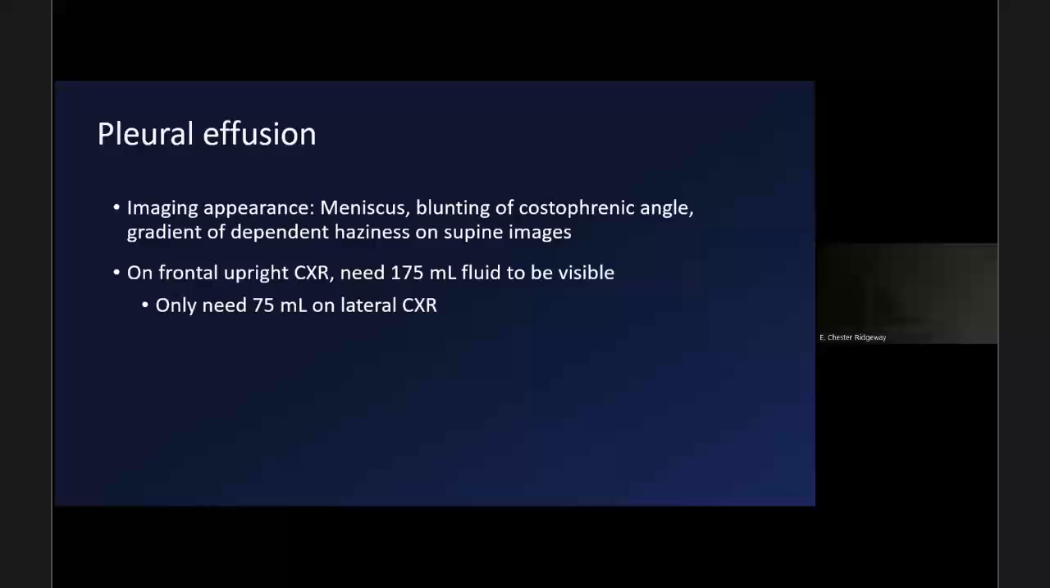Just a few caveats of chest radiography when it comes to effusion. On a frontal upright chest x-ray, we need at least 175 mLs of fluid to be able to see it. On a lateral chest x-ray, that number goes down to only 75 mLs. So lateral chest x-rays do help us be a little bit more sensitive for very tiny trace effusions.